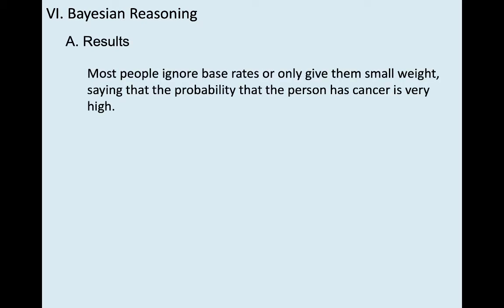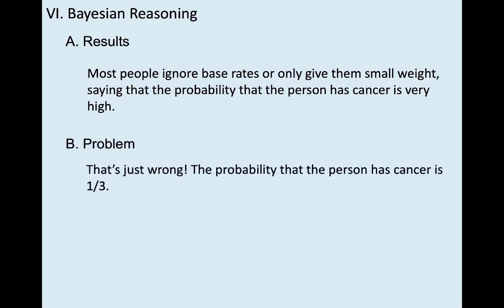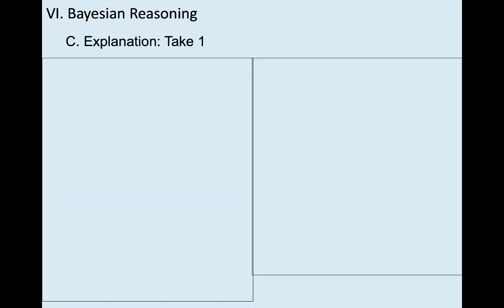Well, most people ignore the base rate. They ignore the 0.5%. They don't really know what to do with it, or they give it a tiny bit of weight and say that the probability that the person has cancer is very high. They might say 99%, they might say 90%, they might say 80%, but that's wrong. It's just plain wrong. The probability that the person has cancer is about 1/3. So why is that? Well, here's an explanation.